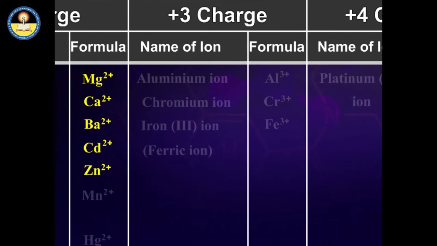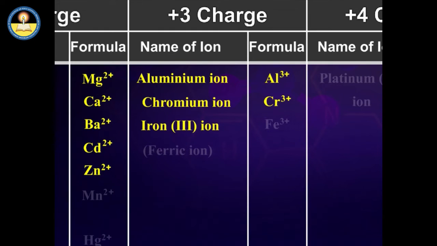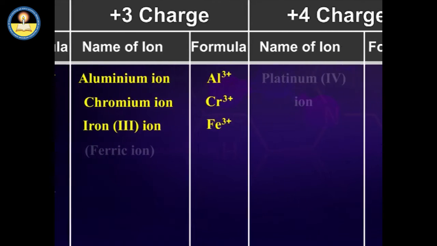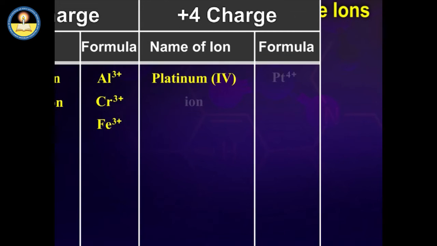Similarly, +3 charge is shown by aluminium ion, the formula of which is Al3 positive, chromium ion having formula Cr3 positive, and iron 3 ion known as ferric ion having formula Fe3 positive. +4 charge is shown by platinum ion, written as Pt4 positive.